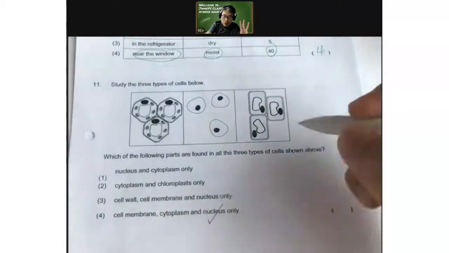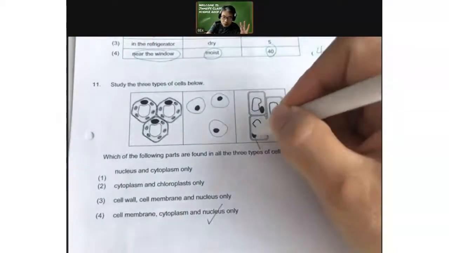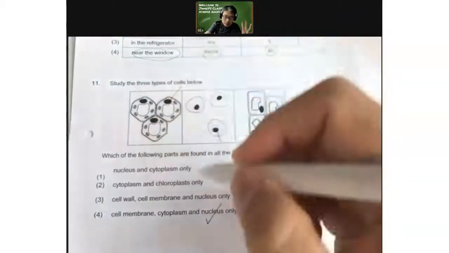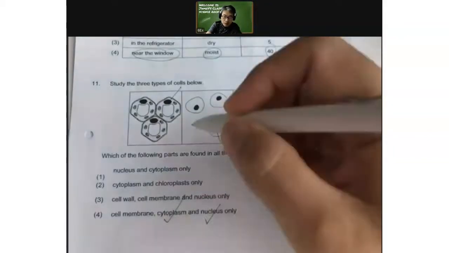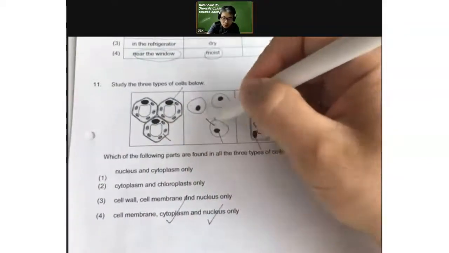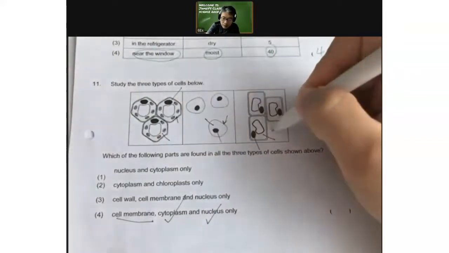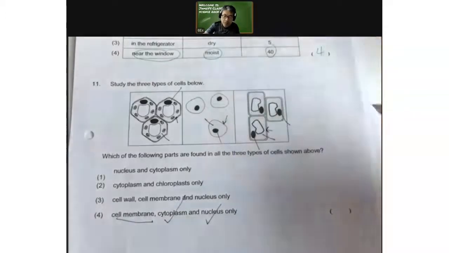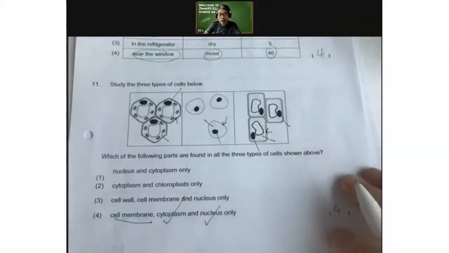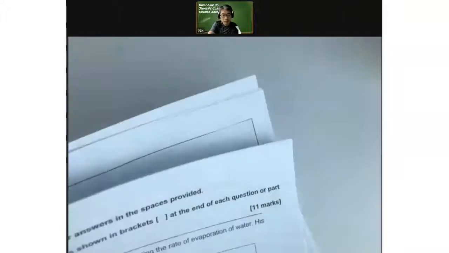All have nucleus. The thick black thing is the nucleus. This one, the nucleus. They have cytoplasm. This one, the jelly-like stuff inside, is the cytoplasm. And there's cell membrane. This is the cell membrane. Cell membrane, cell membrane. So answer is 4. It's a very straightforward recall question.